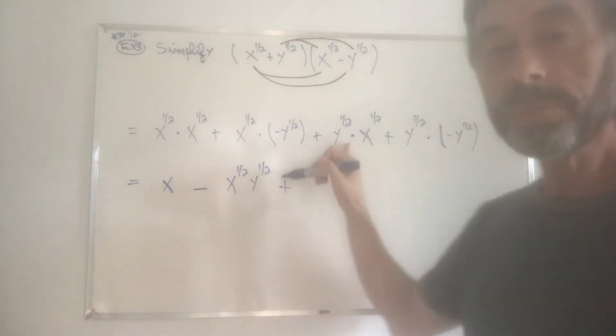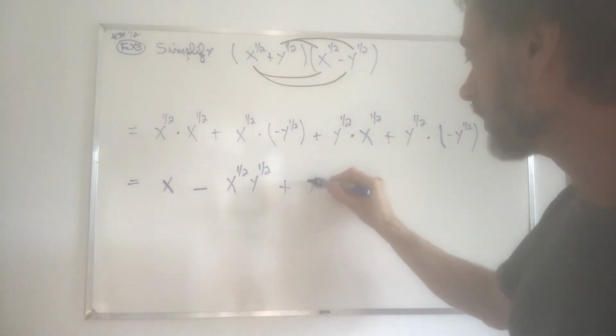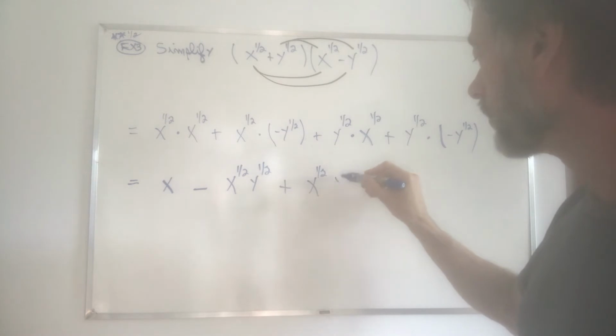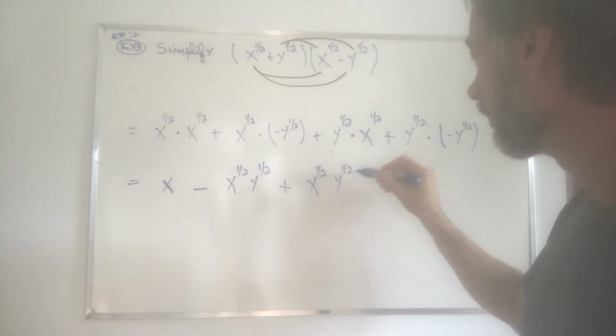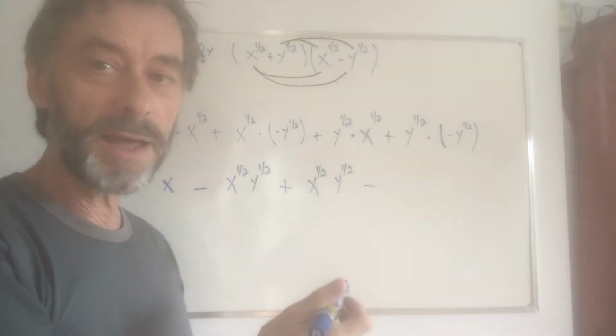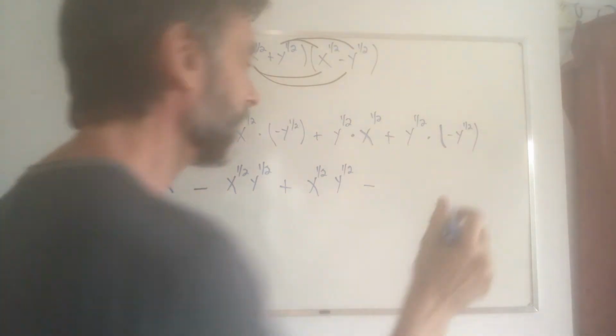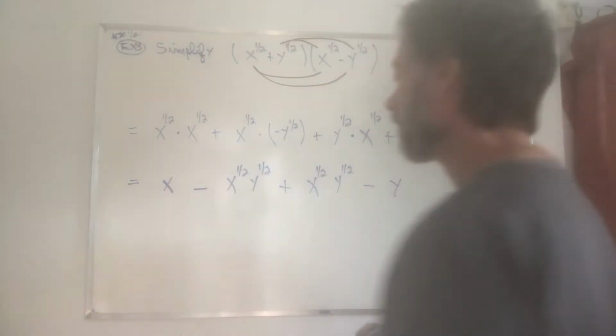Plus, remember, 2 times 7 is equal to 7 times 2. I'm going to switch these around. That's x to the 1/2 times y to the 1/2. And here's again a plus times a minus. And here's a y to the 1/2 times y to the 1/2. That's y to the 1/2 plus 1/2. And what's 1/2 plus 1/2? You got it. It's y to the 1.